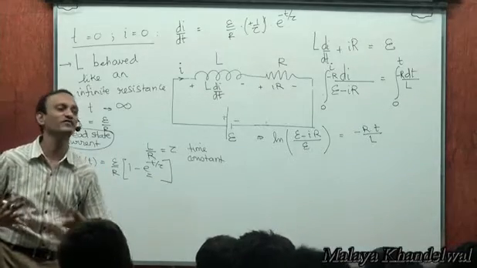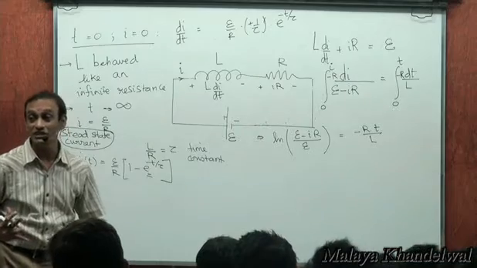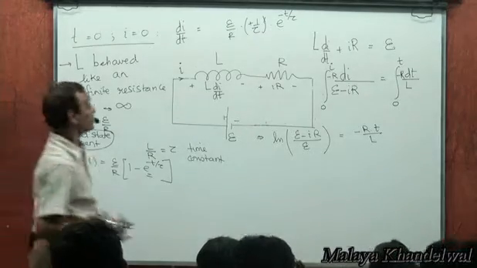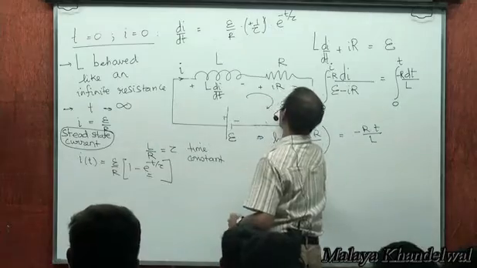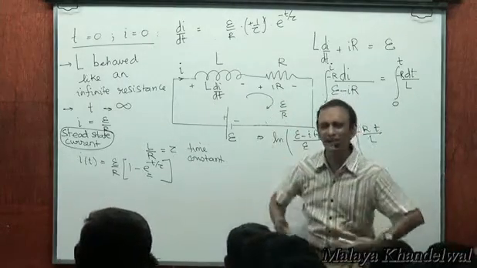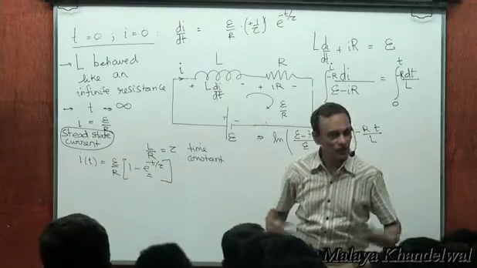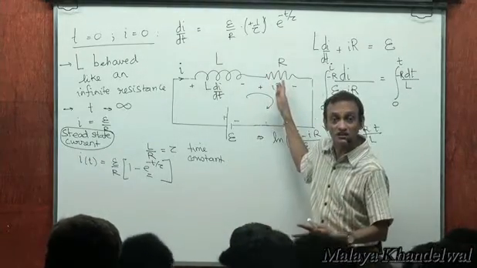I stayed put at that value, equal to epsilon by R. Under steady state conditions, therefore, the current driven through the circuit was epsilon by R. That means it was as if the inductor element was not even there. At t equal to infinity, it was as if there was no inductor element, just a resistor, R.